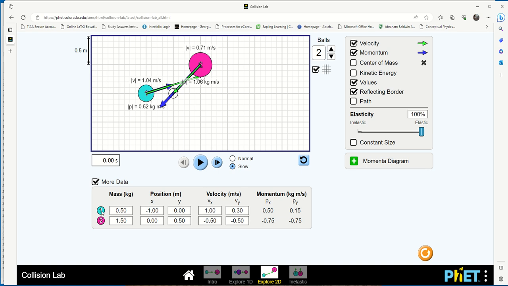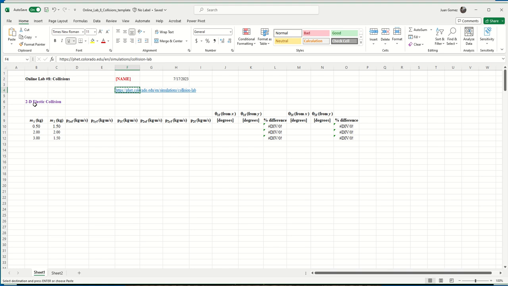Now notice the default for the mass, initially it says M1 is 0.5 kilograms and M2 is 1.5 kilograms. Well, what we're going to do is run the 2D elastic collision for when M1 and M2 are, again, 0.5 and 1.5 respectively. Then we're going to do it when both masses are equal, probably 2 kilograms is good. And then for the third trial when M1 is essentially twice as massive as M2, where M1 is 3 kilograms and M2 is 1.5.